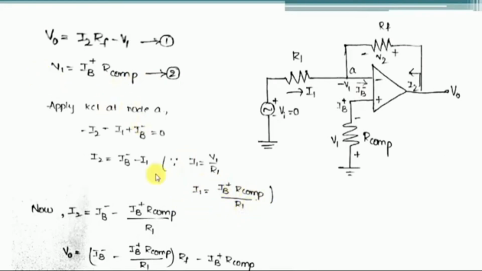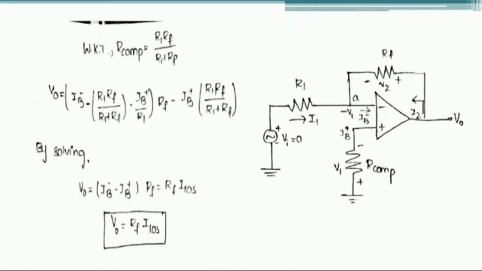Simply substitute the values of V1 and I1 in the V0 expression. So finally we get V0 as IB minus minus of IB plus into R compensation by R1 into RF, minus V1, which is IB plus into R compensation. If you simplify this equation, we get the V0 value as RF into IIOS. Here IIOS is nothing but the difference of IB minus and IB plus.